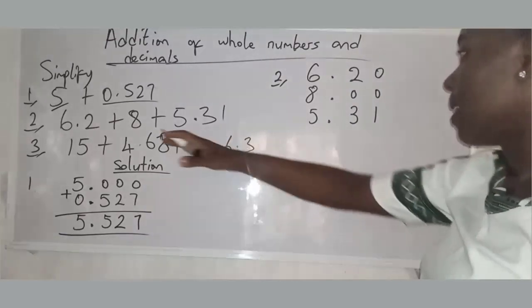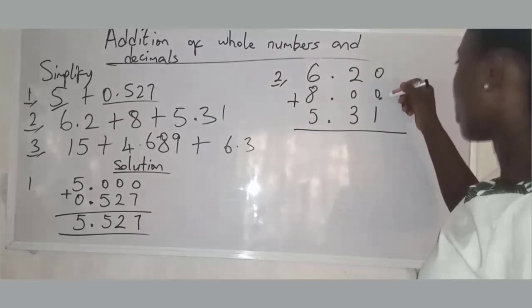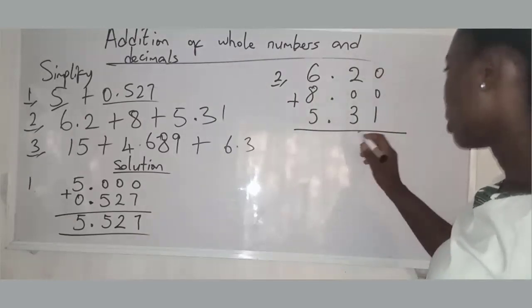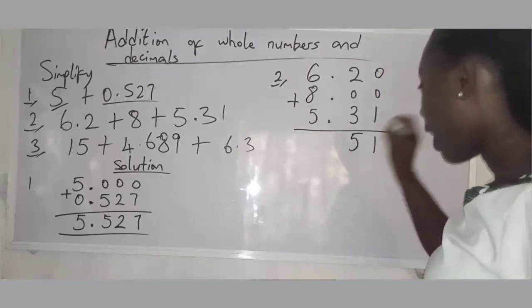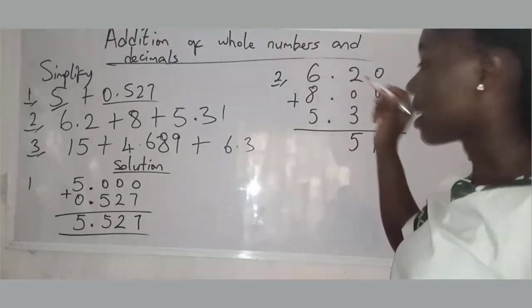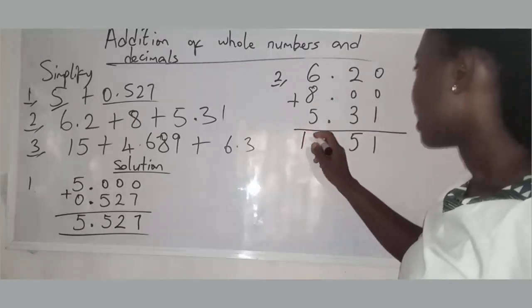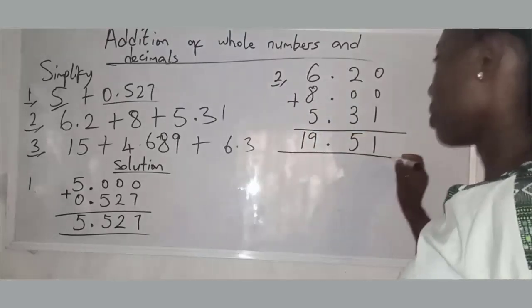Remember, my operation here is addition. So I'll put my sign. 0 plus 0 plus 1 will give me 1. 2 plus 0 plus 3. Okay, 2 plus 0 is 2, plus 3 is 5. 6 plus 8 is 14. Plus 5 will give me 19. Remember my decimal points? There you go.